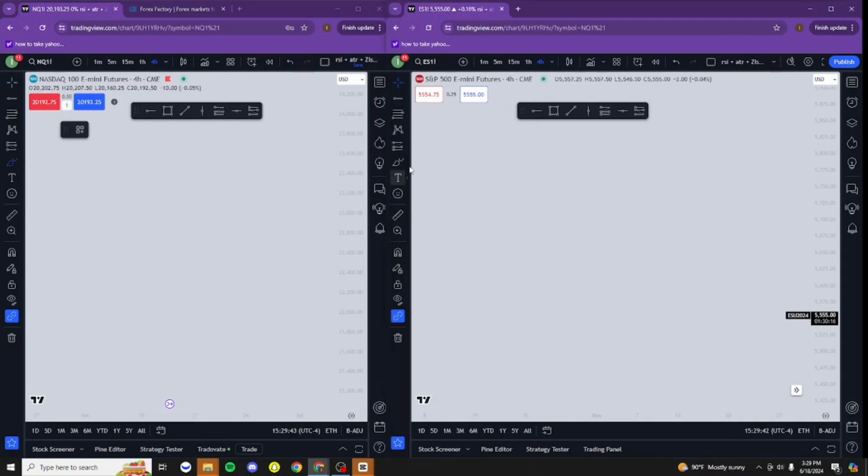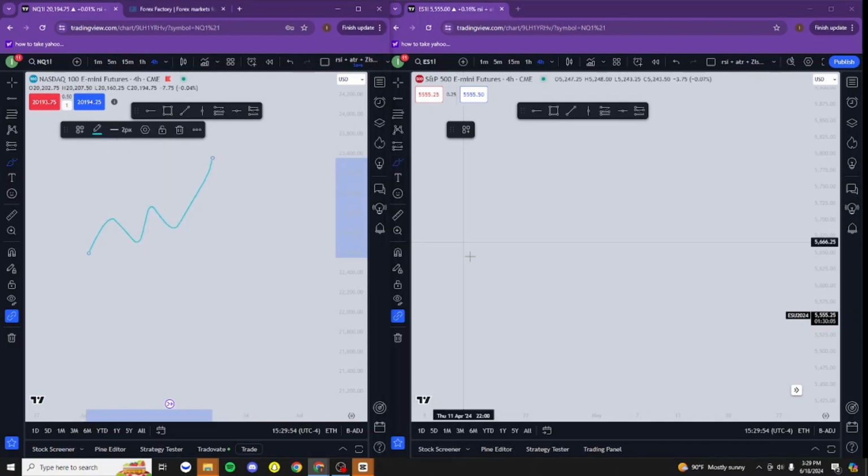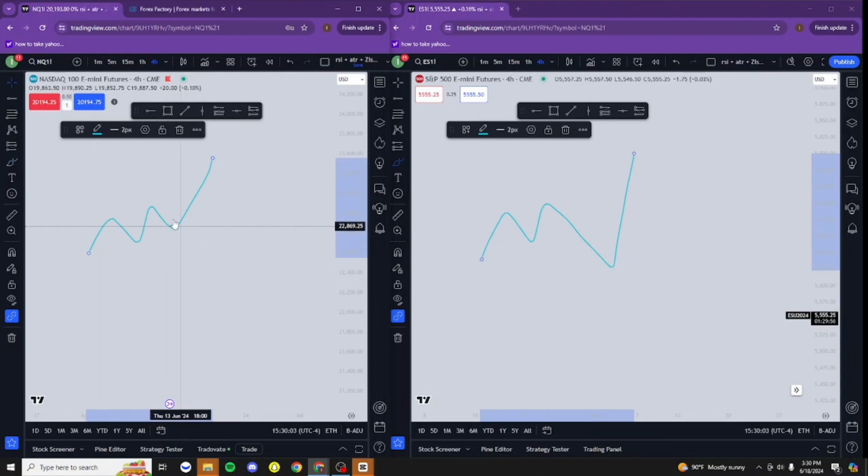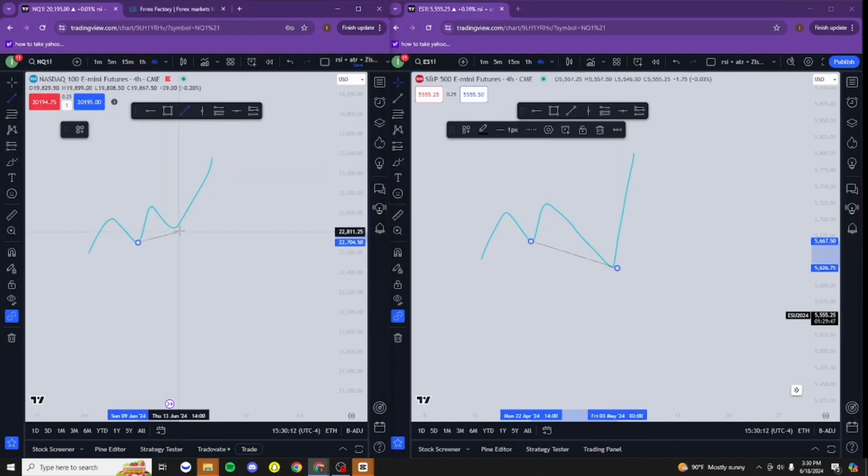Okay, step 2, SMT. After the liquidity sweep, you want to look for something called SMT. It stands for Smart Money Techniques. It pretty much means, let's say you have an uptrend on NQ and you're uptrending on ES. What do you notice here, right? Right here with these lows. On ES, we made a lower low, but on NQ, we made a higher low, okay?